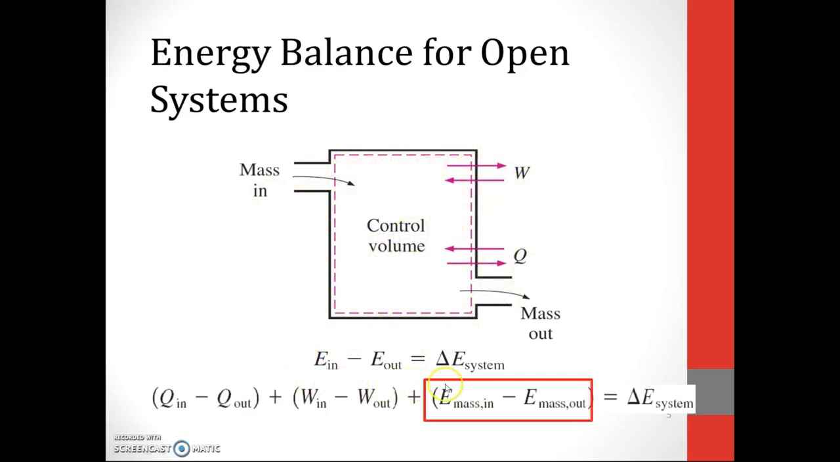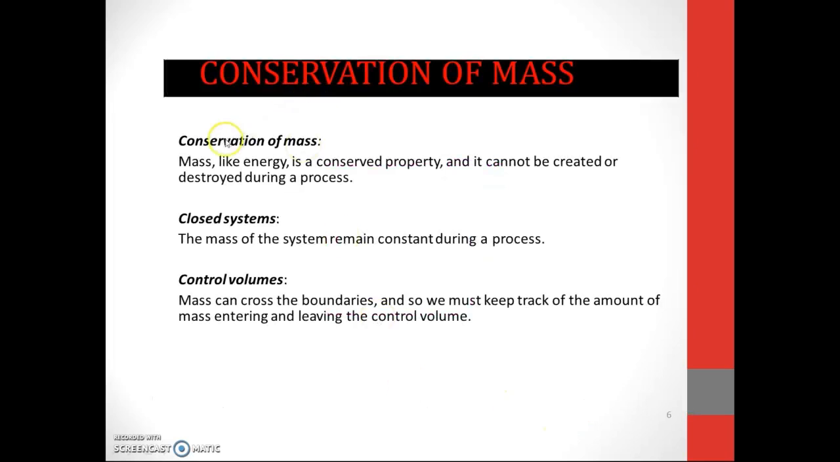So generally this is the general energy balance equation. This is the Q in minus Q out plus work in minus work out. But this time, for open system, we have an additional term, which is E mass in minus E mass out. So that's the difference: for open system we have this, and for closed system we don't have this.